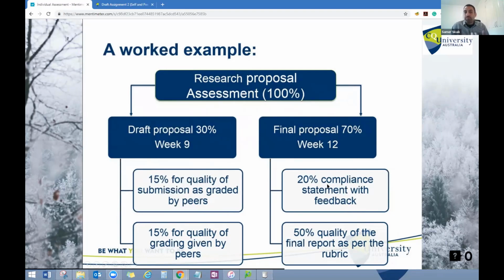And that will make it more difficult for them to go back to the contract cheating websites and try to accommodate their needs as well. And then you allow the final mark for the quality of the final report that students have done.